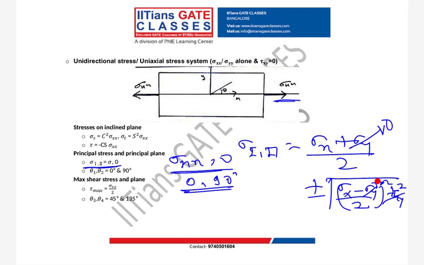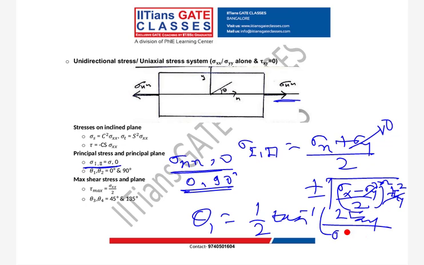Any doubt to anyone? Same way, what is my theta? Theta is 1 by 2 tan inverse of 2 tau xy upon sigma x minus sigma y. Now your tau xy is 0, that means tan inverse 0 is 0. So theta 1 is 0, which means theta 2 will be 90 degrees. Clear? So this is how we can verify with the formula also.